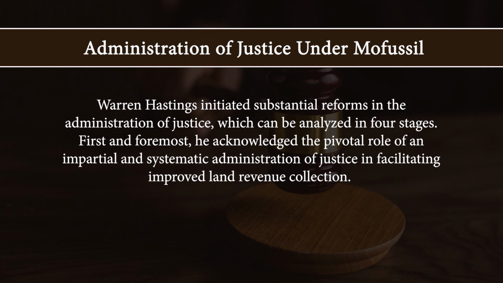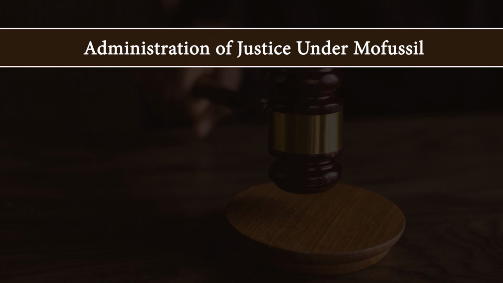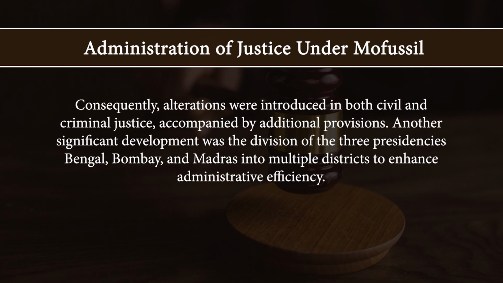Well, Warren Hastings initiated substantial reforms in the administration of justice, which can be analyzed in 4 stages. The first and foremost, he acknowledged the pivotal role of an impartial and systematic administration of justice in facilitating improved land revenue collection. Consequently, alterations were introduced in both civil and criminal justice, accompanied by additional provisions.